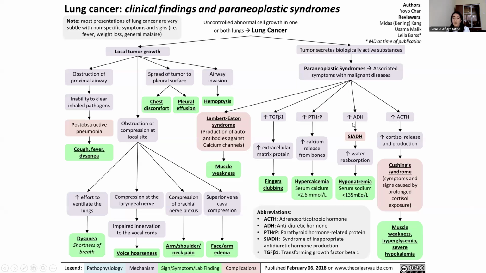Due to increase of the antidiuretic hormone, we can see syndrome of inappropriate antidiuretic hormone secretion. It means increased water reabsorption and hyponatremia. Sodium level will be less than 135 milliequivalent per liter. Then, due to increase of parathyroid hormone-related protein, there will be increased calcium release from the bones, and in blood we can see hypercalcemia. Due to increase of transforming growth factor beta-1, we can see increase of extracellular matrix protein and finger clubbing.